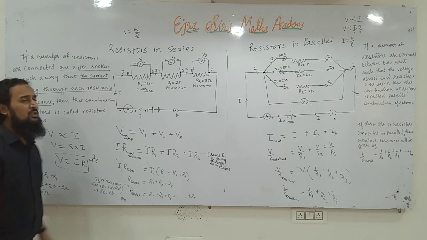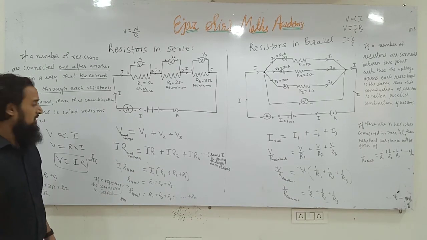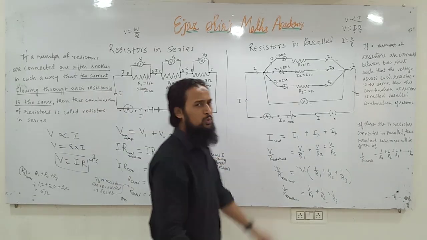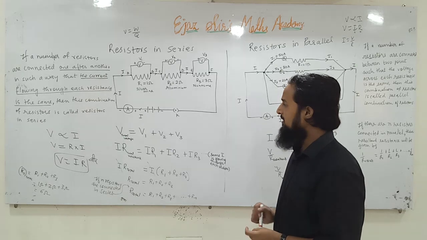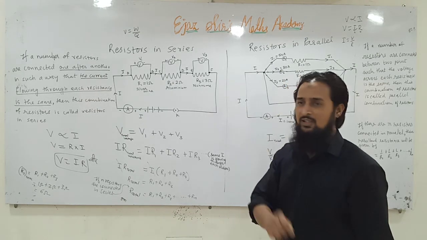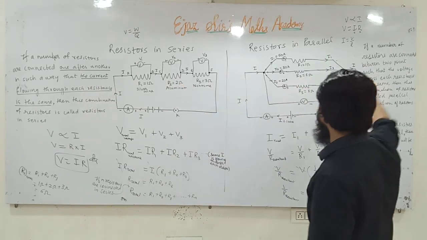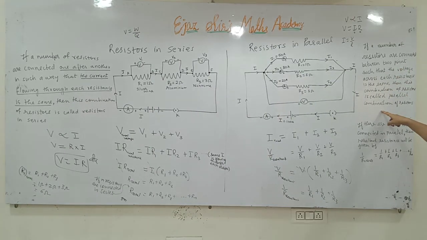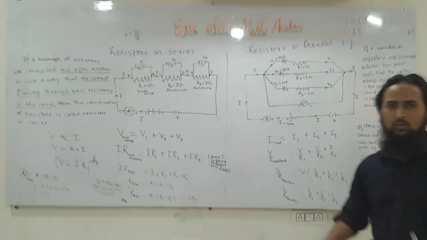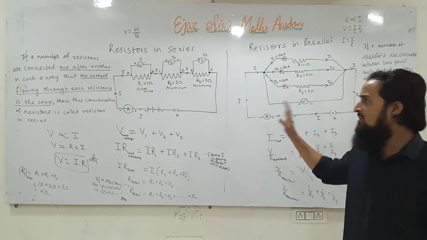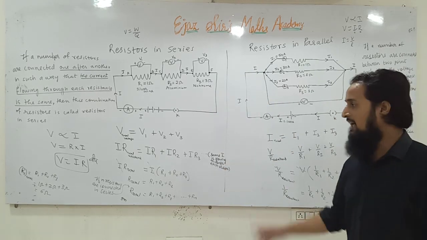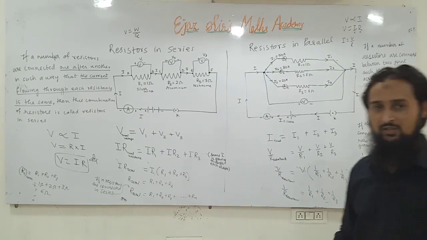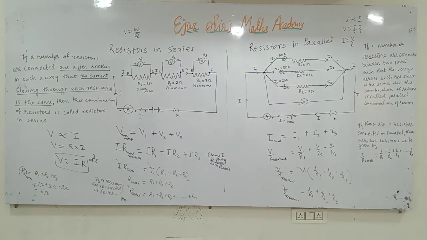What happens in series combination? See, I don't have space here to write down the differences. I can do one thing. Please pause the video and note down the definitions, this definition and derivation. Pause the video and note down the derivations. Then I will move further. Then I will differentiate between these two combinations. Please pause the video and note down.